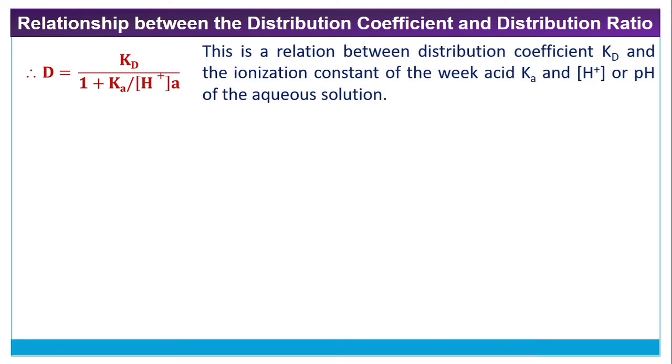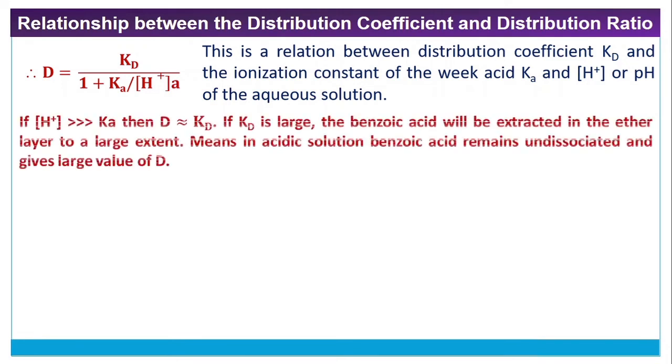This is the relation between the distribution coefficient Kd and the ionization constant of the weak acid, Ka, and the H plus ion concentration, or you can say the pH of the aqueous medium. If the H plus ion concentration is very much greater than the dissociation constant, then this value becomes negligible. In that case, the distribution ratio becomes exactly or nearly equal to the distribution coefficient.